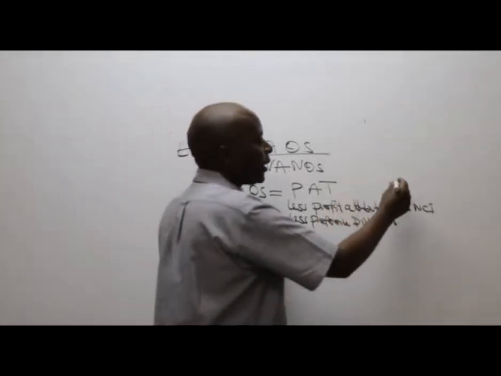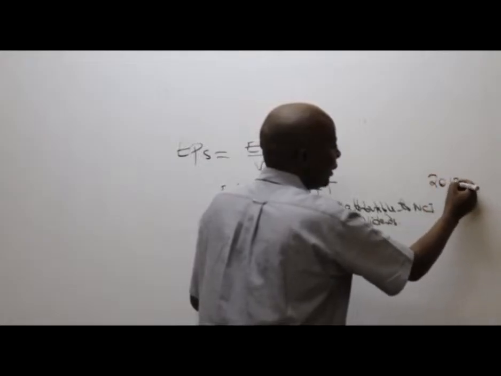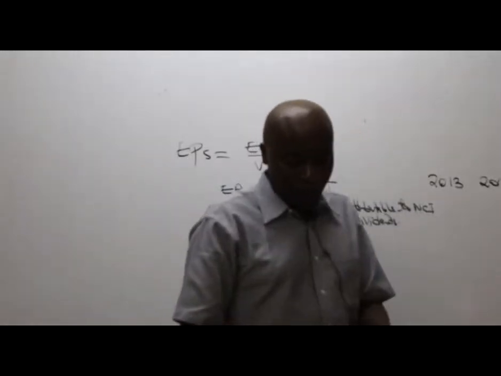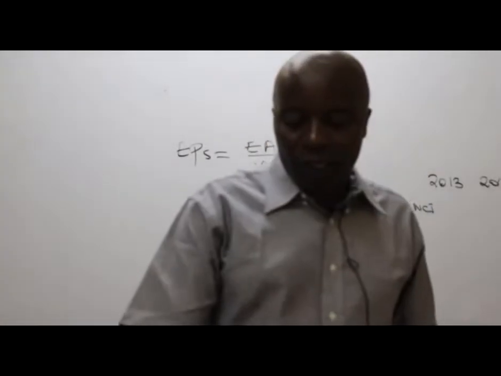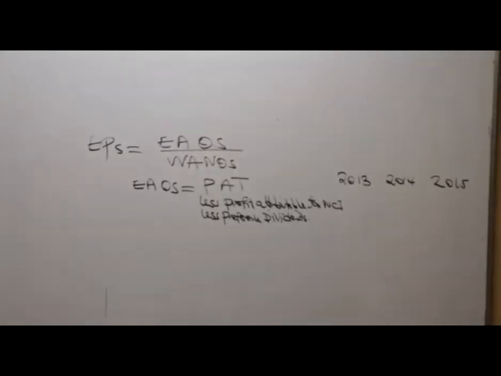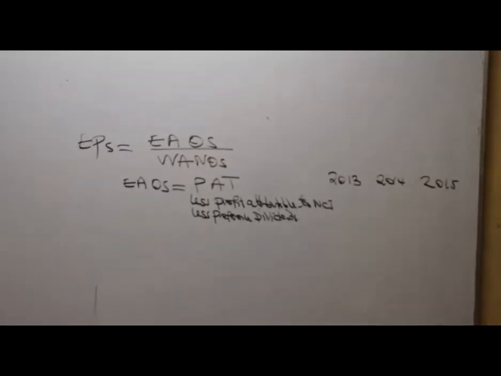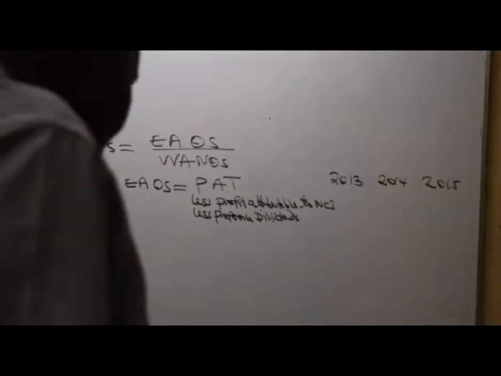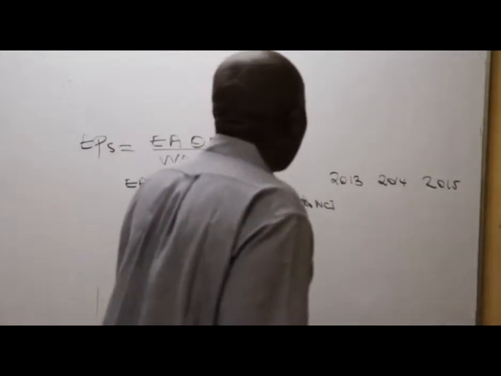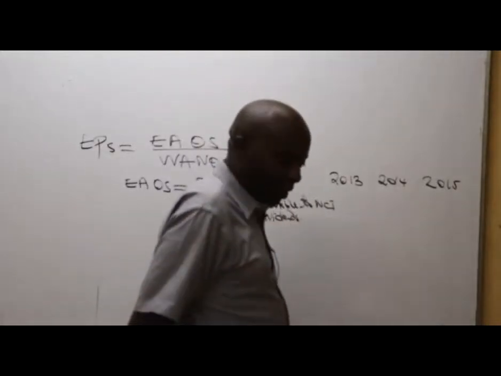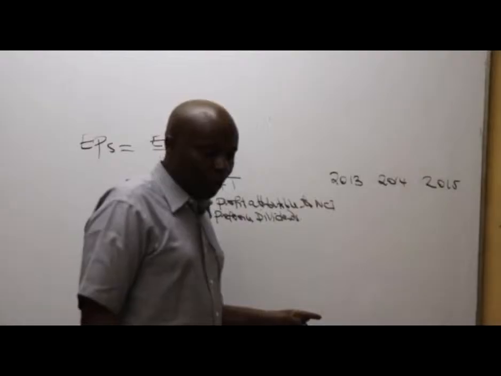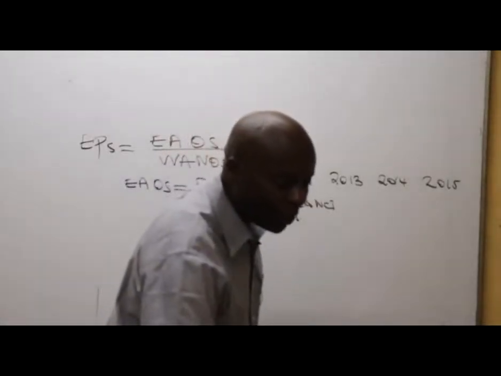So we have our 3 years: 2013, 2014, and 2015. Anytime they want you to calculate the earnings attributable to ordinary shareholders, we shall always be thinking like this. You take the reported profit after tax, you subtract any profit which is attributable to non-controlling interests, and then we also subtract any preference dividends.